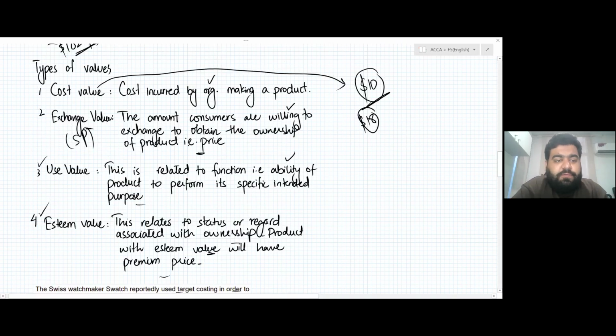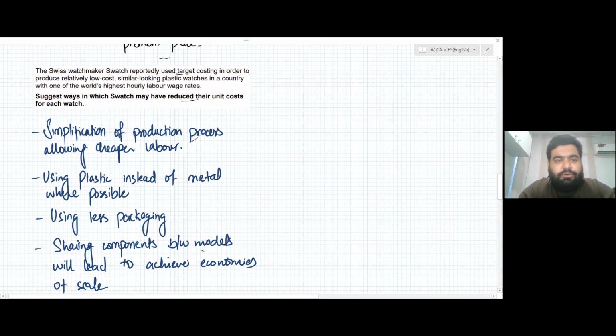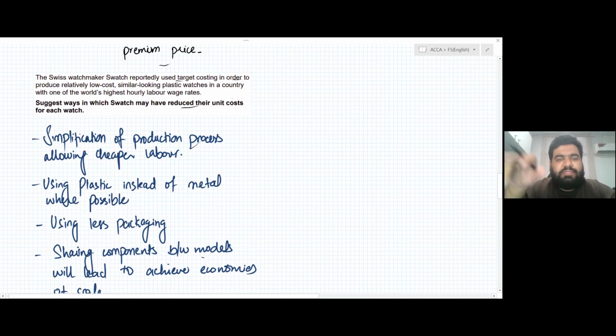So these four types of values, obviously, we have to understand the concept. Cost value, simple cost. Exchange value, selling price. Use value, the functions, what the functions are providing you in your life. Esteem value, the value of status or regard. Basically, the prestigious things will obviously have a higher premium price, but they provide you a good, high status, right? Okay, so we were on the target costing concept.